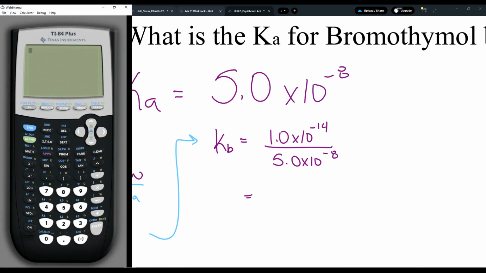And now let's calculate it. So 1 times 10, I'm getting the times 10 by going second function log, and then negative 14, hit the right arrow to get out of the exponent, close the bracket, divide by bracket 5 times 10 to the negative 8, hit enter, so we get 2 times 10 to the negative 7.